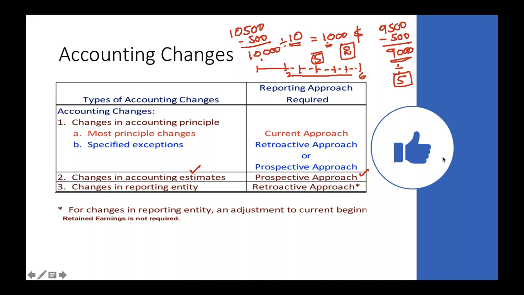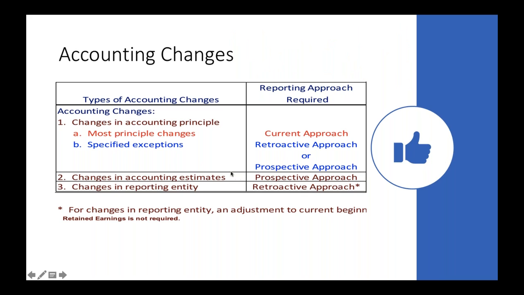Changes in reporting entity, like consolidation to individual, so consolidation, we use retrospective. Now we understand that for any changes in accounting estimates, the reporting approach is prospective. That is, in future transactions, we are going to change.